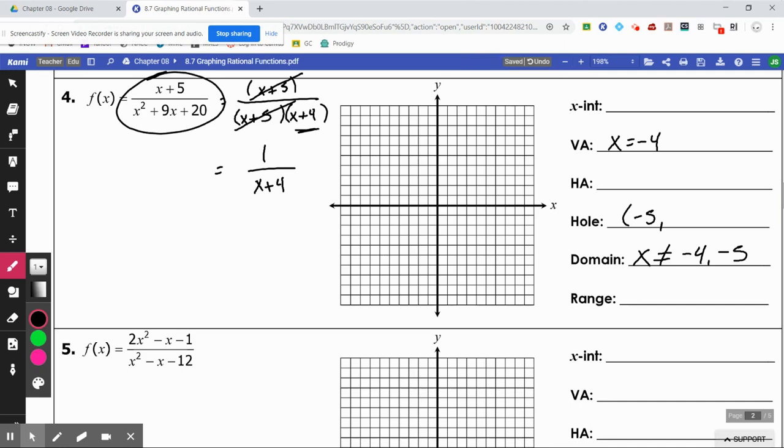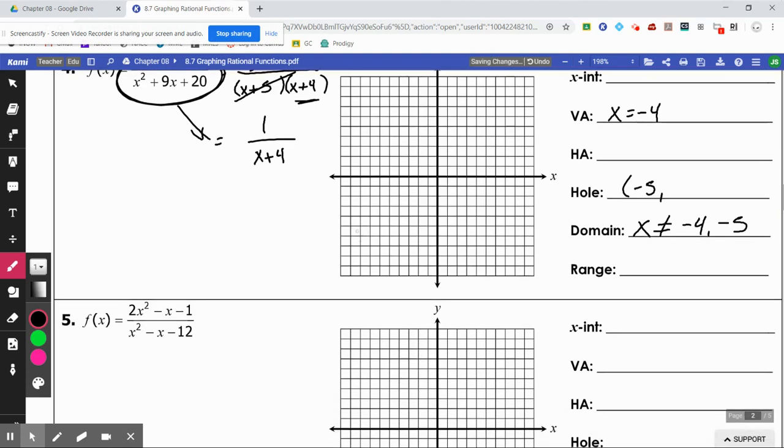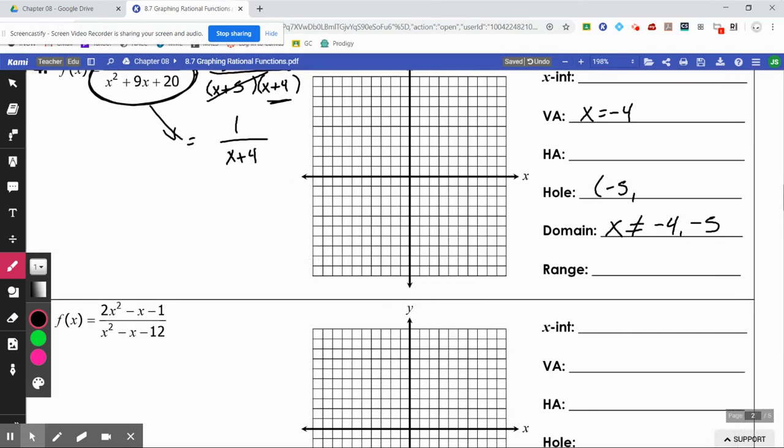Now, how are we going to use that to graph? We just need to remember that the graphs are identical, except this one's going to have a hole in it. Now, let's find out the exact location of that hole. The way that you do that, since x is negative 5, take your newly cleaned up graph and plug in that negative 5. And you get 1 over negative 1, which is negative 1. So at (negative 5, negative 1), you're going to have a hole in this graph. Let me go ahead and erase that.